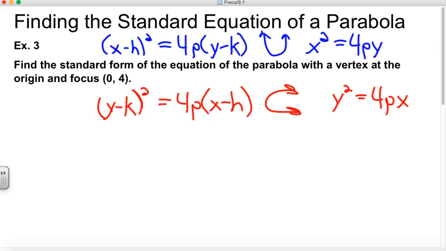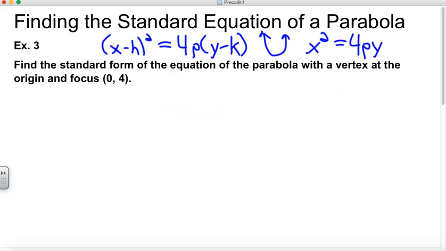Alright, so find the standard form of the equation of a parabola with a vertex at the origin and a focus at 0, 4. I'm going to erase this one, so you guys don't erase it from your paper. You don't need it, but I'm going to erase it and give you more room. So we're going to find the standard form. Let's draw this real quick. I've got a vertex at the origin, so just get a little sketch. Vertex at the origin, and the focus is at 0, 4, so over 0, up 4. Okay, so here's what the focus is.